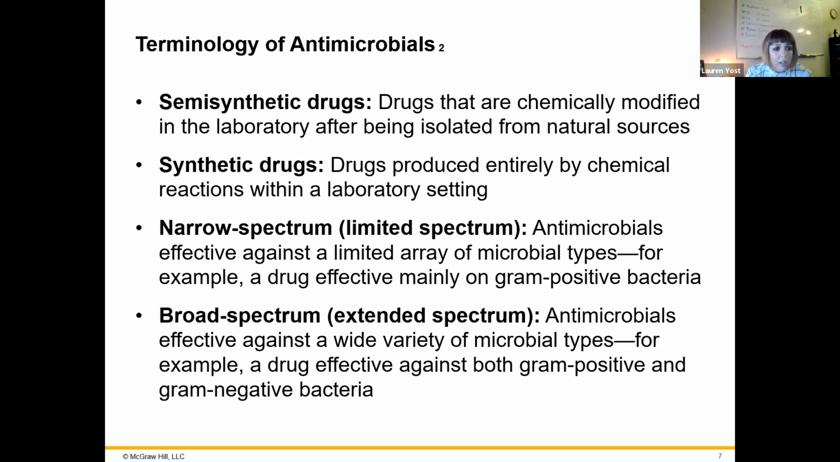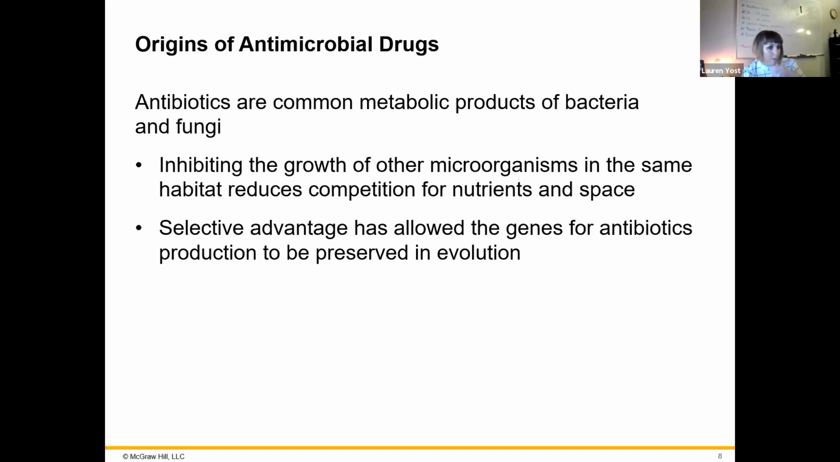Semi-synthetic drugs, synthetic drugs. Semi-synthetic drugs are drugs that are based off of natural sources. Synthetic drugs are going to be created entirely in the laboratory setting. Narrow spectrum versus broad spectrum kind of speaks for themselves, I feel like. The drug's going to affect mainly one kind of bacterium for the narrow, whereas broad spectrum affects a large swath of different kinds of bacteria, maybe all gram-positive and gram-negative, whatever.